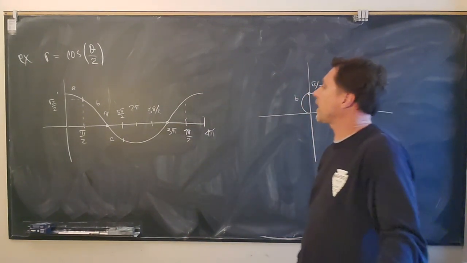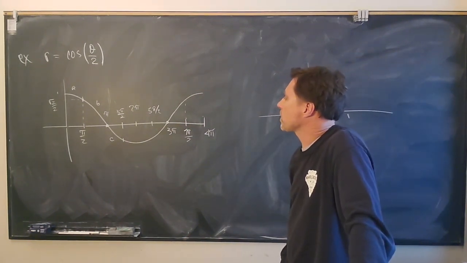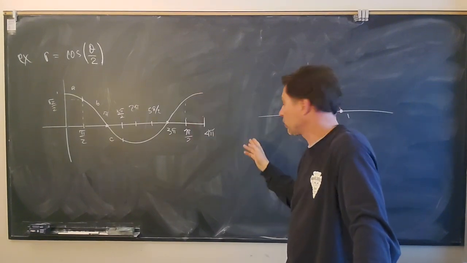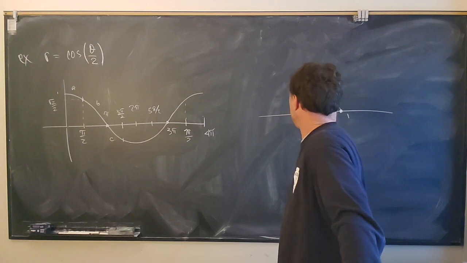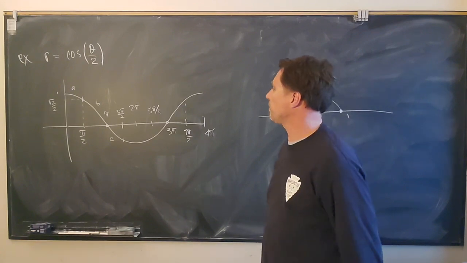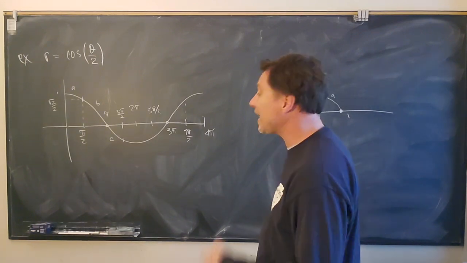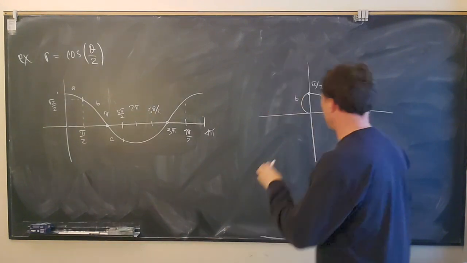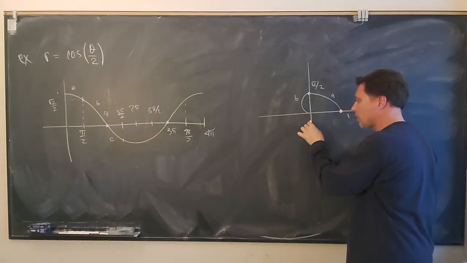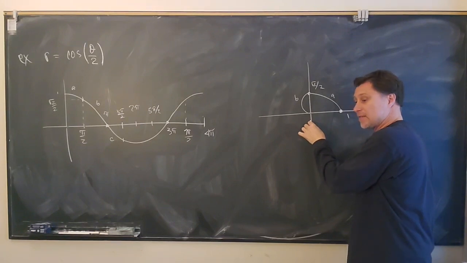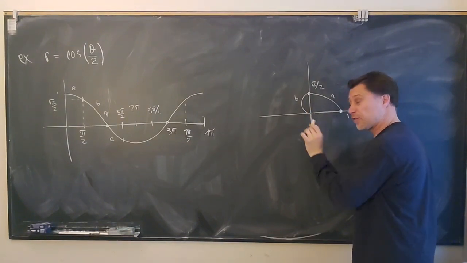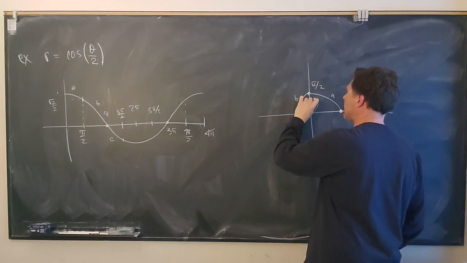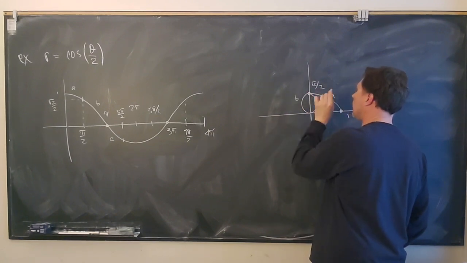Now as I go from pi to 3 pi over 2, as we go through the third quadrant, the radius is going from 0 to negative root 2 over 2. If I'm sweeping out the third quadrant but my radius is negative, that means that I'm drawing in the first quadrant. It's going from 0 to negative pi over 2. So that's what we get right there.